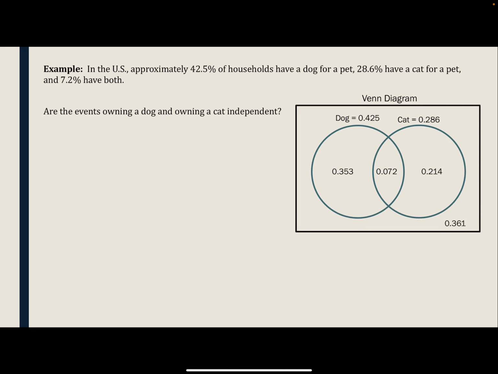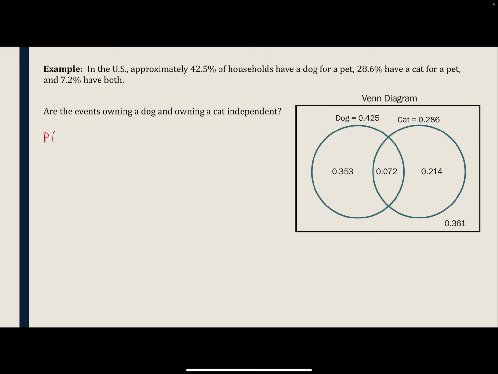So again, back to the dog and cat problem. It says, again, 42.5% of households have a dog, 26.8% have a cat, and 7.2% have both. Are the events owning a dog and owning a cat independent? So we're going to choose one of them and then find that same probability given the other one. So instead of using A and B, I'm just going to use the events.